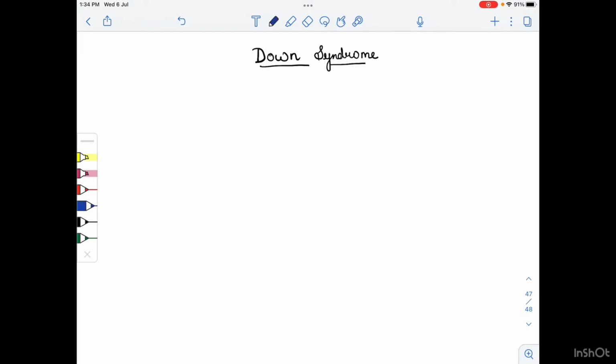So as we hear the name Down syndrome, we always remember that there is trisomy 21, which is already a question itself: trisomy 21 is seen in Down syndrome. Now for all the clinical features, we have a mnemonic for Down syndrome. So let's get to the mnemonic.